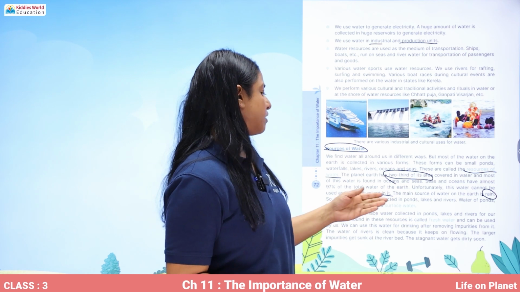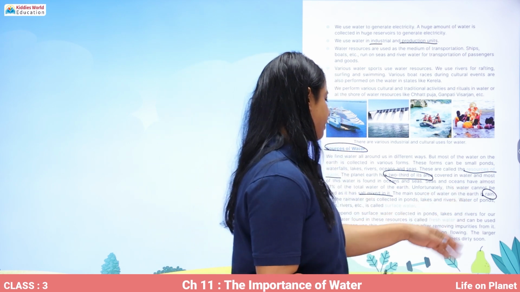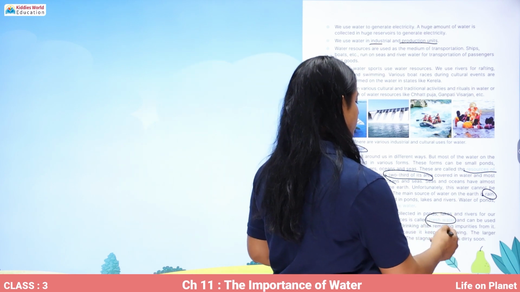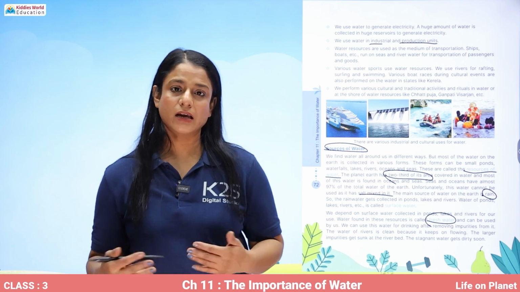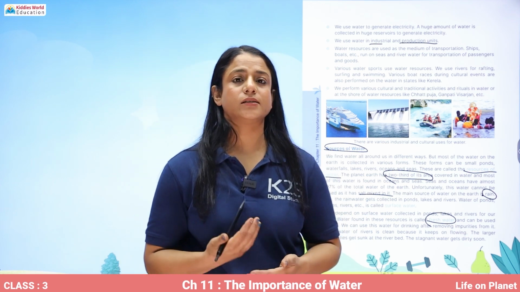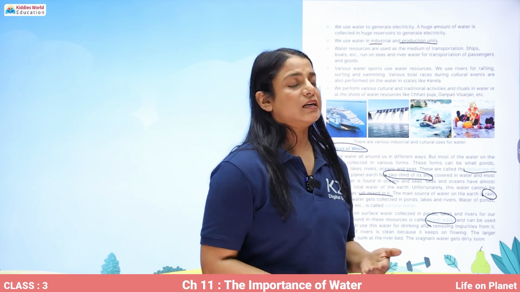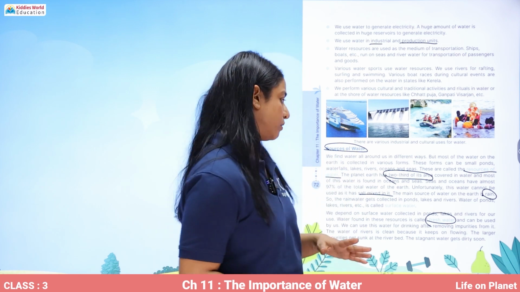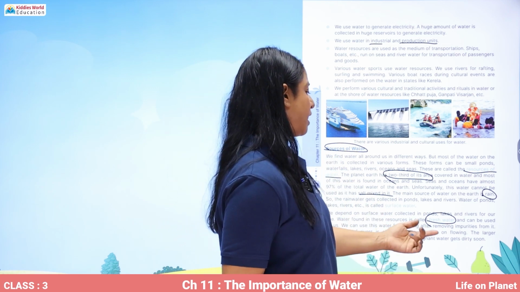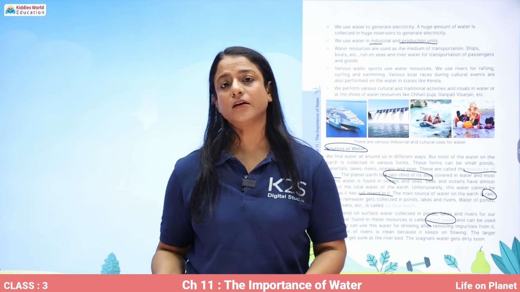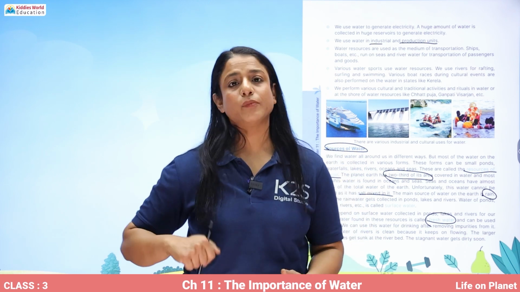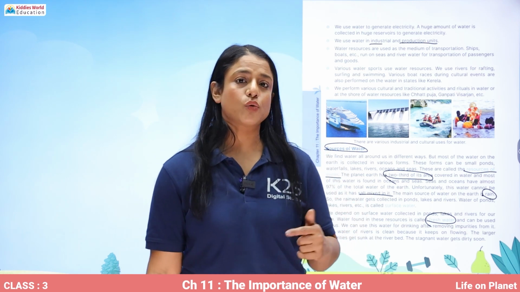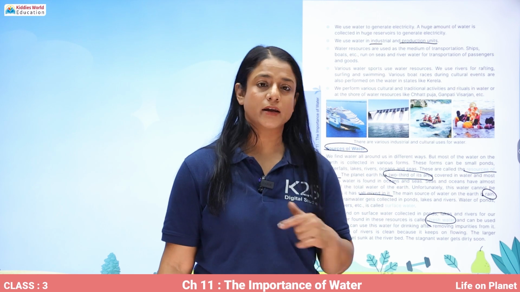So we depend on surface water collected in ponds, lakes and rivers for our use. Water found in these resources is called fresh water and can be used by us. The water which is collected through rain in ponds, rivers and lakes is called fresh water. We can use this water for drinking after removing impurities. But it cannot be consumed directly. First, all the impurities have to be removed.